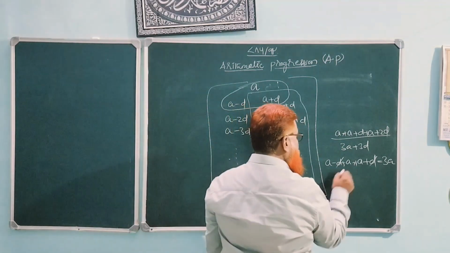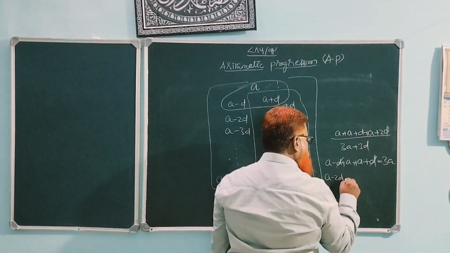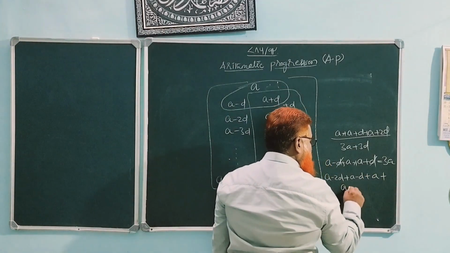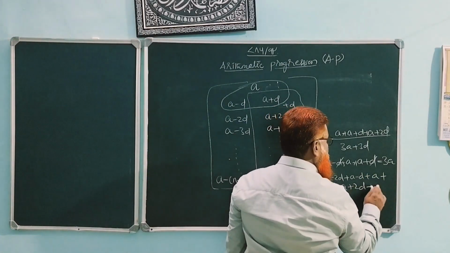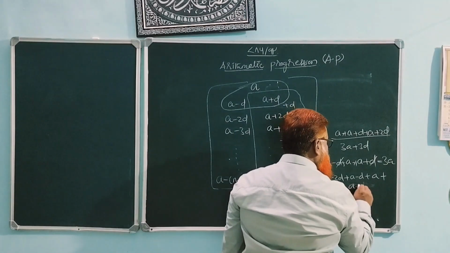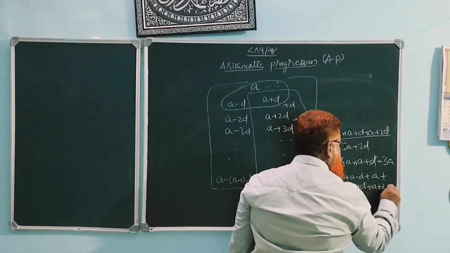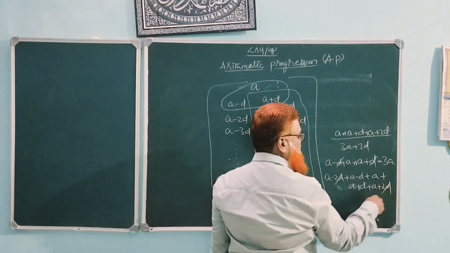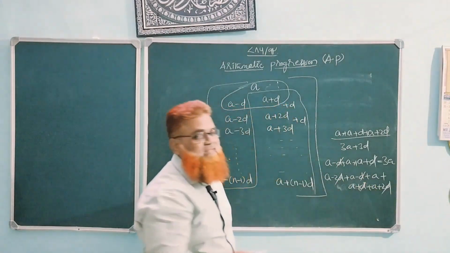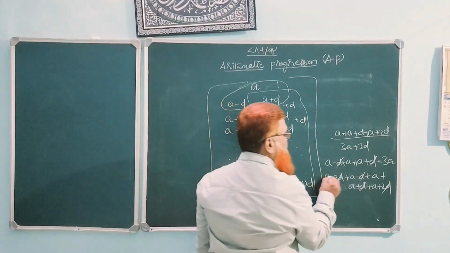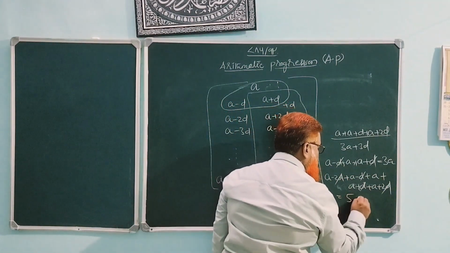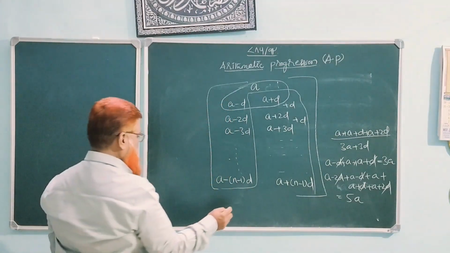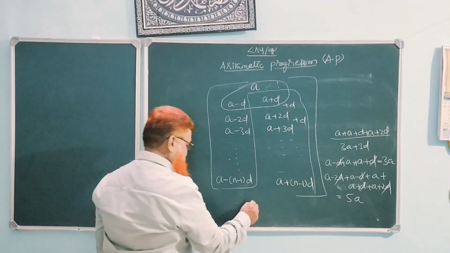And the sum of 5 terms of an AP, what is it? A minus 2D plus A minus D plus A plus A plus D plus A plus 2D. Okay, this is the sum of 5 terms. Minus 2D plus 2D, minus D plus D get cancelled, and what do we get? A plus A plus A plus A plus A, it is equal to 5A. This is the concept. You understand that we can write the arithmetic progression in this way also.